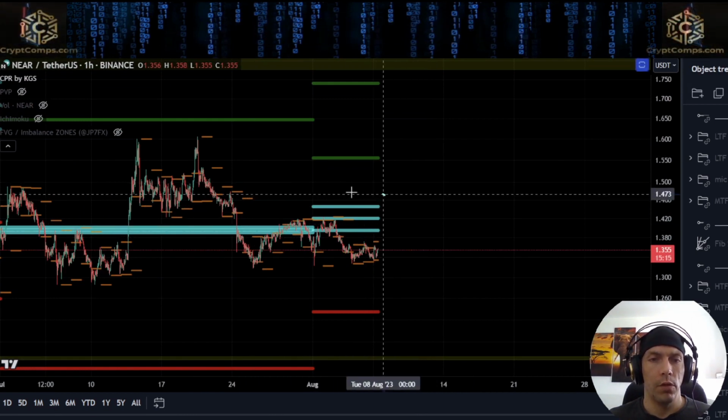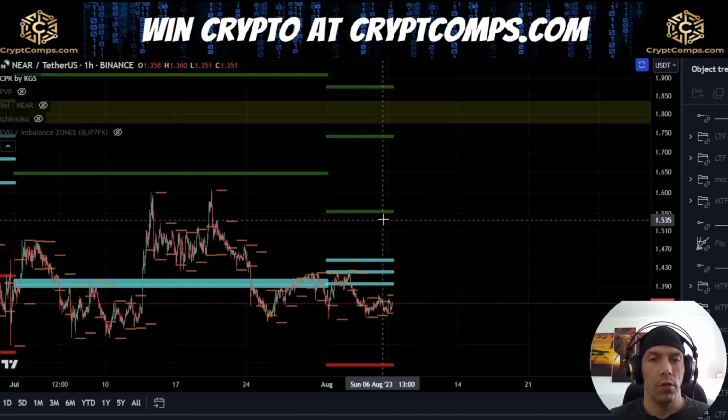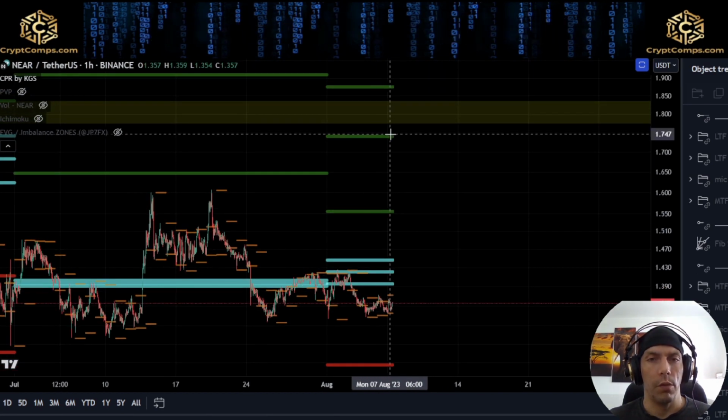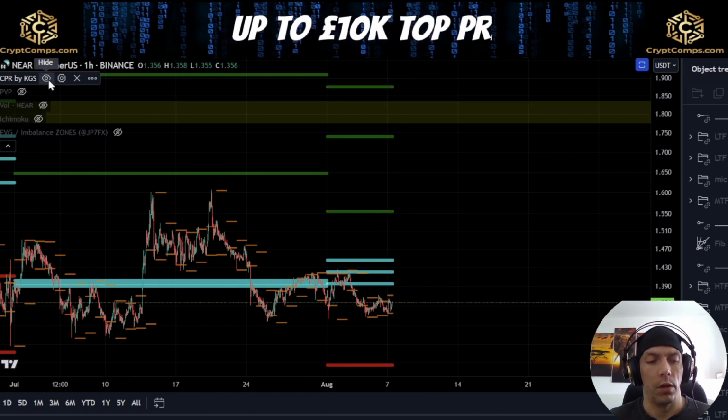If, however, we look to start flipping these back into support, what we could then see is price gravitating towards this 1.55, this 1.74, and this 1.87 as possible upside targets for this month.